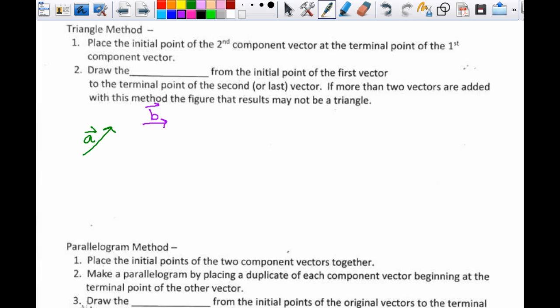All right. So there's two methods. There's the triangle method and the parallelogram method. Did y'all use both methods? Do you even know what I'm talking about? The triangle, yes. Parallelogram, not necessarily. Okay. So we're going to do A plus B.